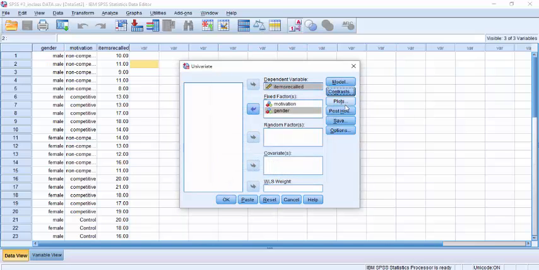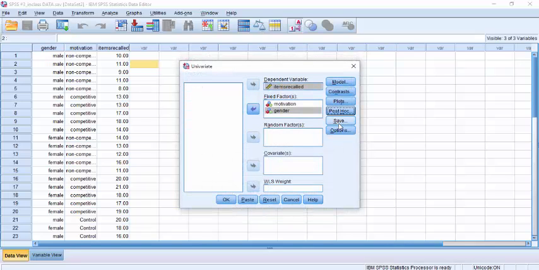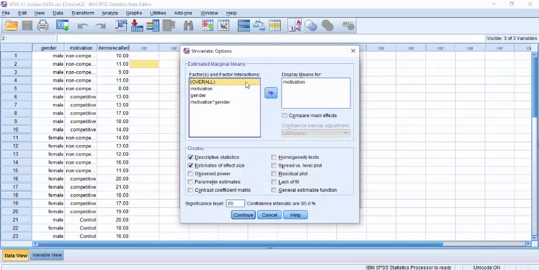Post hoc. Just like we did with the one-way ANOVA, in case there is significance, we still want to look at the post hoc, and our Tukey is still selected. Then we're going to go to options. Here we want our means to be displayed for all of our independent variables, so the main effect, and also the interaction. The interaction is represented by motivation times gender.